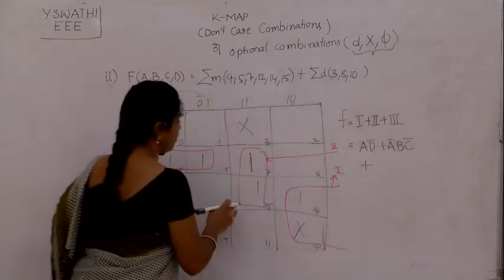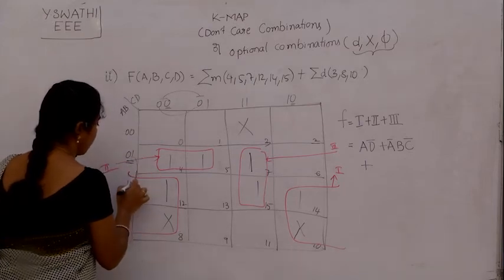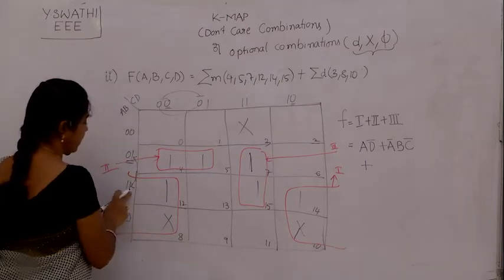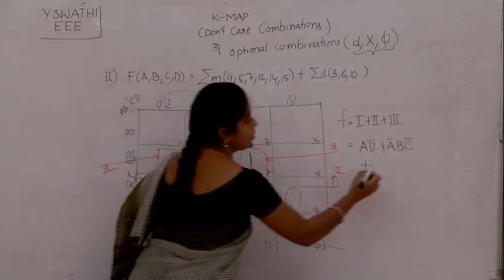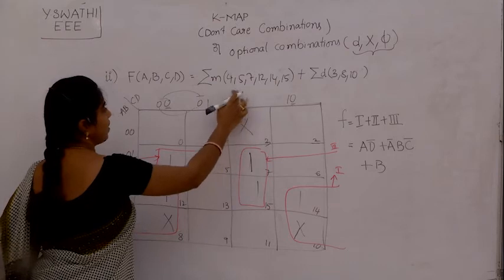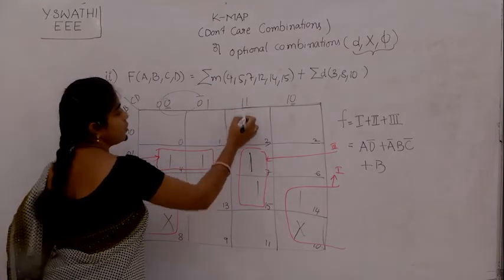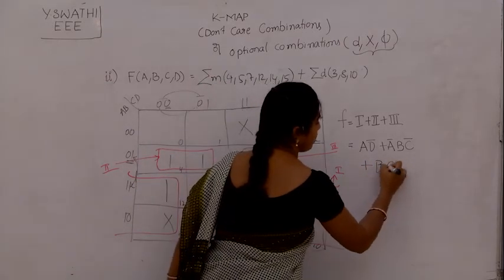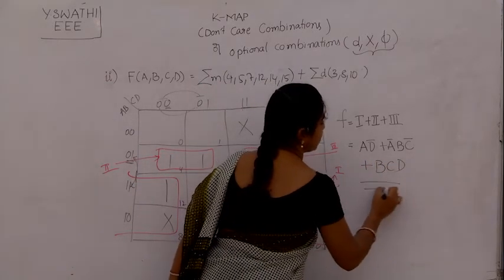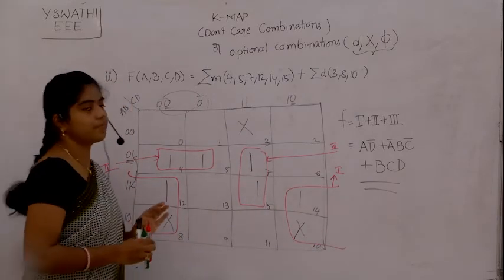That is 0, C 0, meaning C complemented. And coming to the third prime implicant, what is the unchanged form of AB? That is B in uncomplemented form. So B and the CD combination are unchanged, that is both are ones, so we can take both as uncomplemented. So this is our reduced expression for the given function.